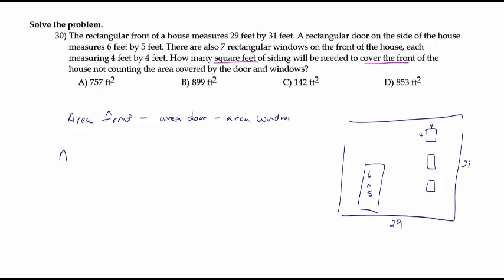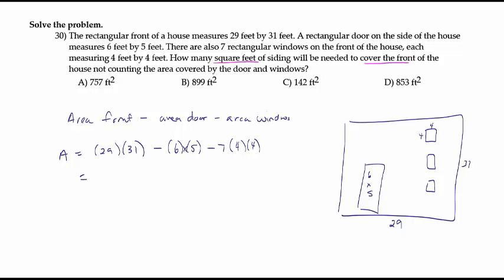Okay, so the area of the total front is going to be 29 times 31 feet. And then the door is a rectangle, so length times width again, so the area of my door will be 6 times 5. And then I also got to subtract the 7 windows, so I'm going to have 7 times, and each window is 4 by 4. Okay, so now it's a matter of multiplying and then subtracting these values.